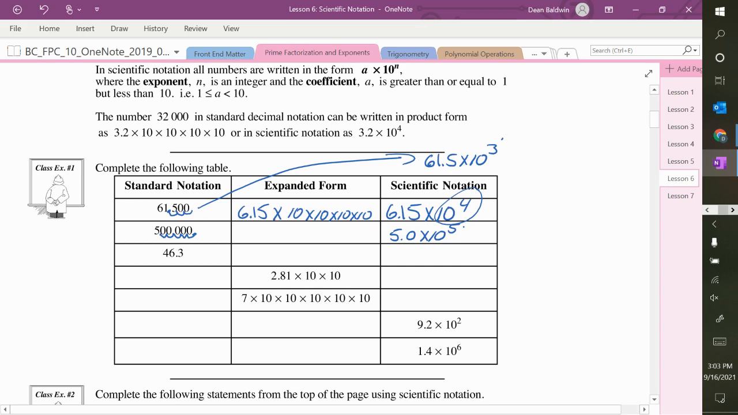What am I going to write for this? How many decimal places am I moving the decimal? 1, because it's already there, right? So this gets moved. It's moved 1 spot. So it's 4.63 times 10 to the 1. That's scientific notation. Now, nobody would write 4.63 times 10 to the 1. They just say 46.3 usually. Okay?